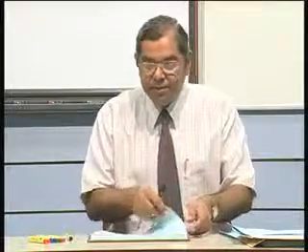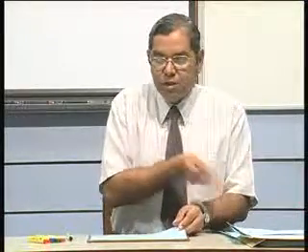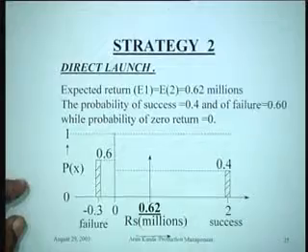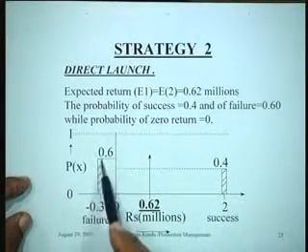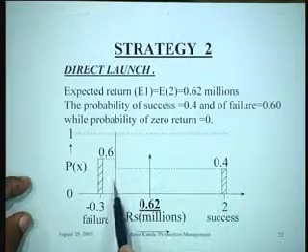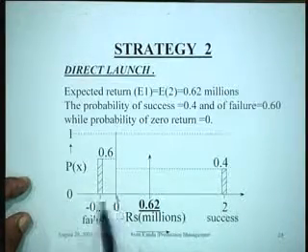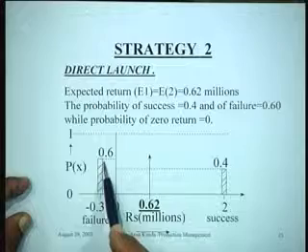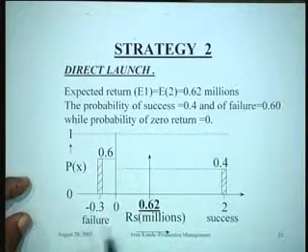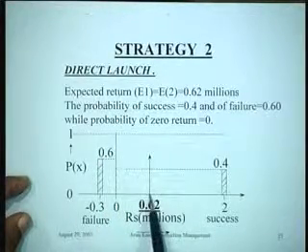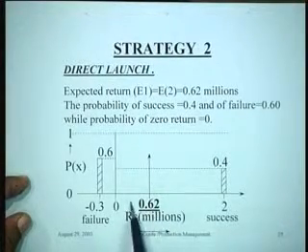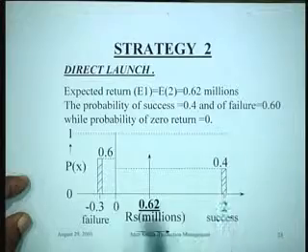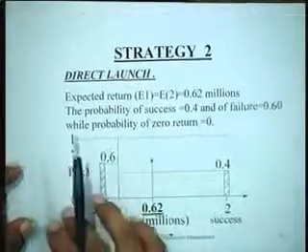What we find is, for strategy 2, which was a direct launch, it's a risky strategy because the probability of a negative payoff is 0.6. The sum of all the probability spikes on this side will give you 0.6 in this particular case. So that's the risk. And the expected value is 0.62. So this shows that, although we'll never get this money, we'll either get this much or lose this much. That's what it is showing.